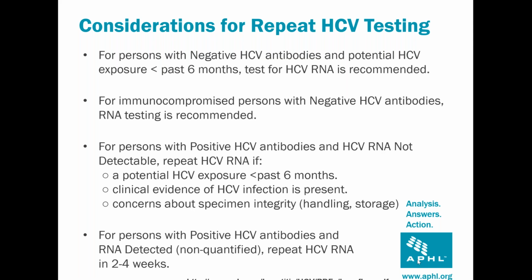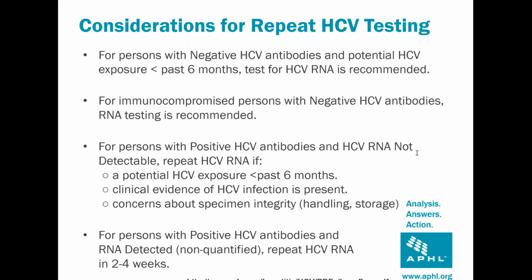And also the fourth scenario would be for persons with a positive HCV antibody and RNA detected but not quantified. The guidelines recommend HCV RNA repeat testing in 2 to 4 weeks. And this scenario is shared by at least 2 of the viral load assays that I had on a previous slide, where their limit of detection is actually slightly lower than their lower limit of quantitation.